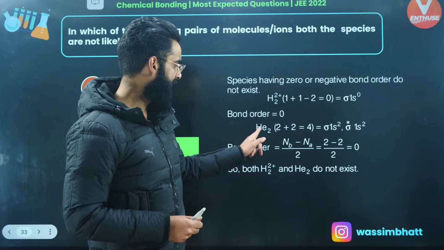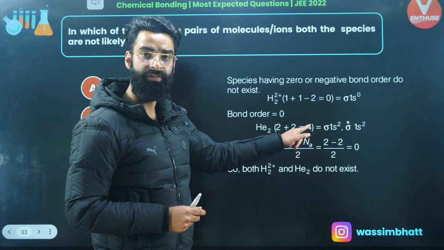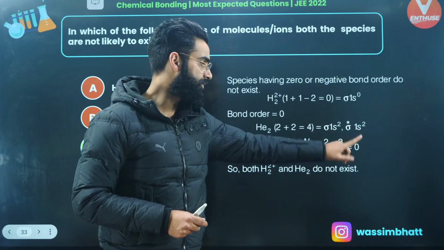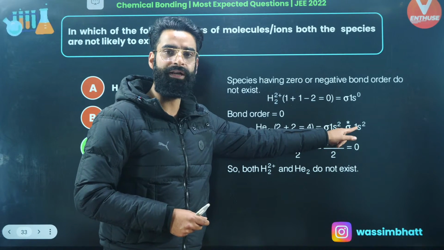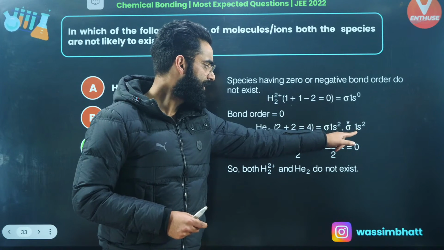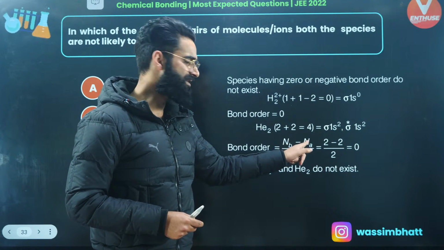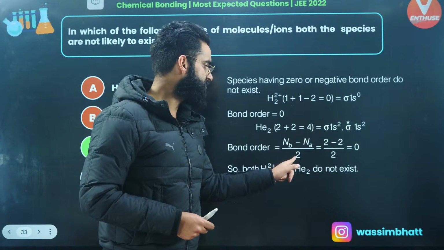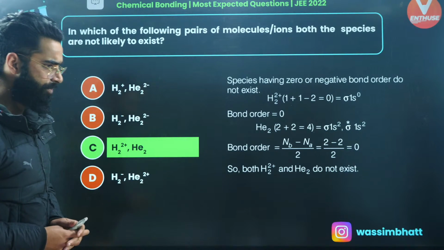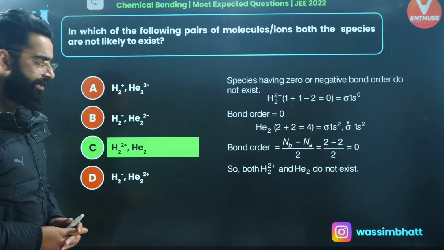Look at this particular one, He2. There will be a total of 4 electrons. So fill these 4 electrons in these molecular orbitals: sigma 1s 2, sigma star 1s 2. So 2 bonding electrons, 2 anti-bonding electrons, right? So the number of electrons in bonding minus the number of electrons in anti-bonding, 2 minus 2 divided by 2, comes out to be 0. So the bond order in this particular case again comes out to be 0, right? A very simple and basic question again this was.